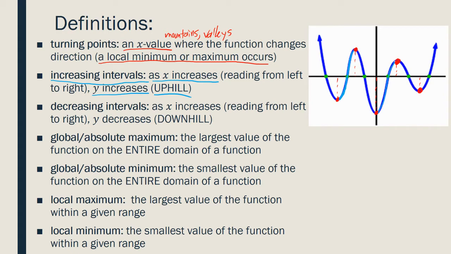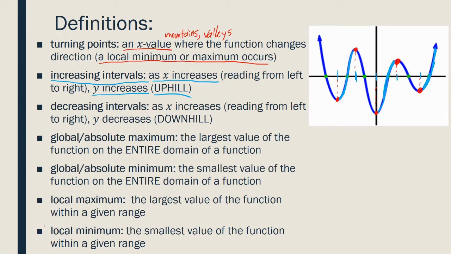Right here, I'd be going uphill, where my graph is increasing. And up here, I'd be going uphill, where my graph is increasing there. And we refer to those intervals using the x coordinates associated with those intervals. So for example, from this x coordinate to this x coordinate, my graph is increasing. From this x coordinate to this x coordinate, my graph is increasing. And from here to here, forever and ever and ever, my graph is increasing.